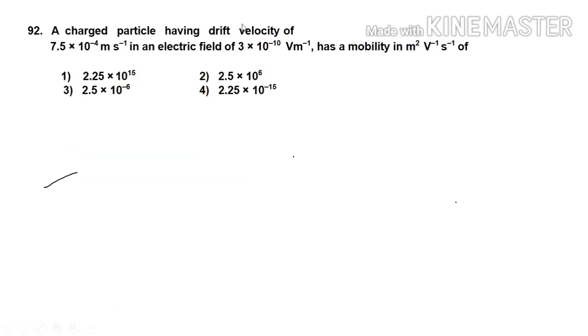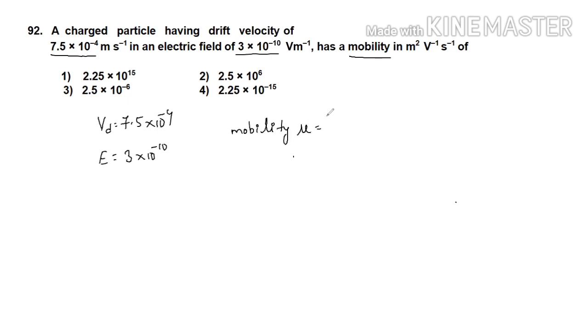Next question, question number 92. A charged particle having a drift velocity of 7.5 into 10 raised to minus 4 and electric field. So the drift velocity Vd is given as 7.5 into 10 raised to minus 4 and the electric field is 3 into 10 raised to minus 10. They are asking us to calculate the mobility.